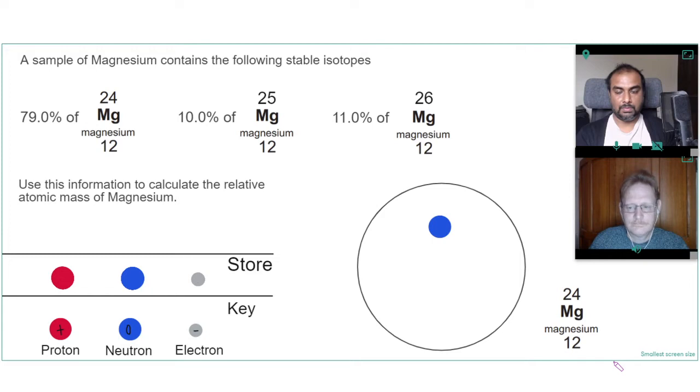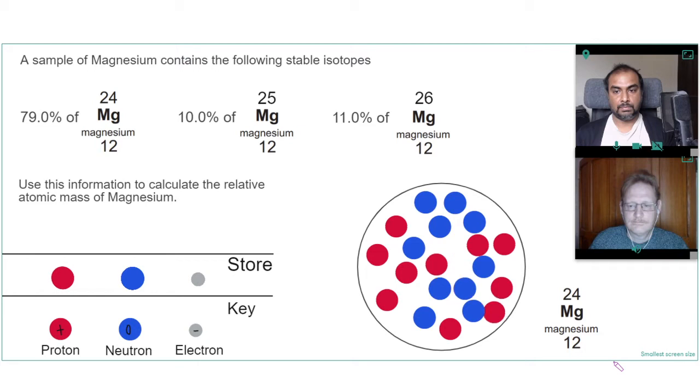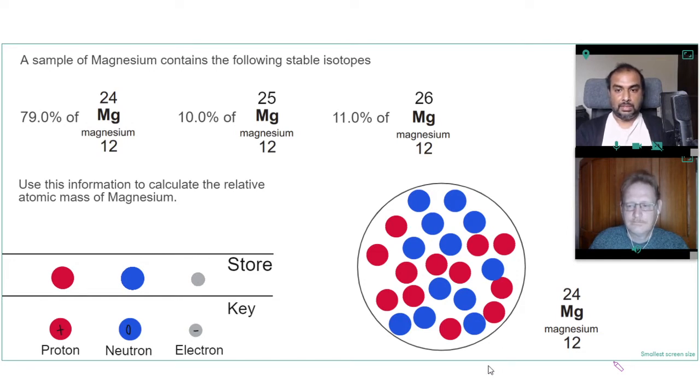So one neutron, one proton. Let's keep going. Just readjust them a bit. Okay, so that's 12 protons and 12 neutrons, giving 24 in total there.